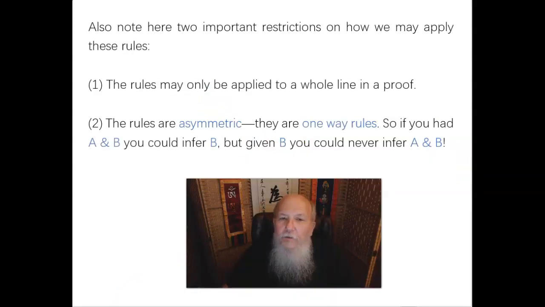You also want to note here 2 important restrictions on how we may apply these inference rules. First, again, the rules may only be applied to a whole line in a proof. Second, the rules are asymmetric. They're what we call one-way rules. So if you had A and B, you could infer B, but given B, you could never infer A and B. If you don't believe me, do a truth table and see how it would turn out.